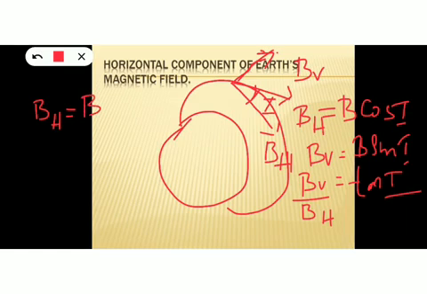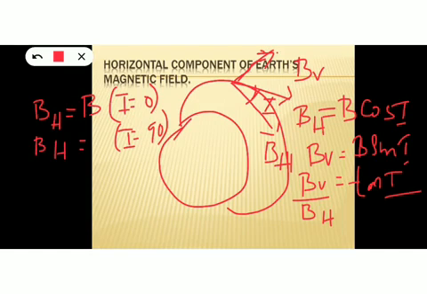So this is the case when I is equal to 0. And when I is equal to 90 degrees, what is BH? When I is equal to 90 degrees, BH is 0, because cos 90 is 0. So from this we can say the horizontal component of Earth's magnetic field is maximum when I is equal to 0.